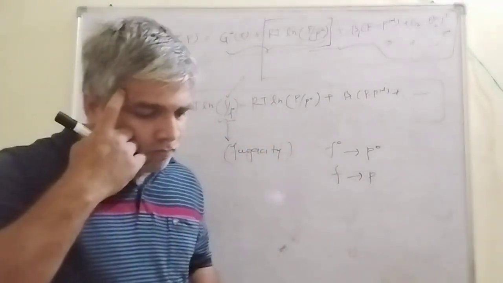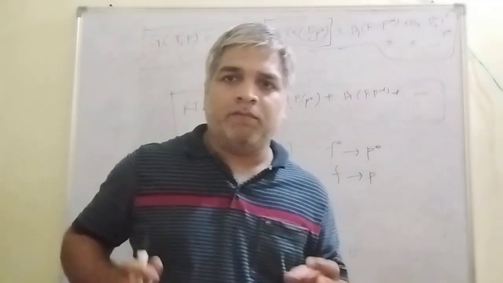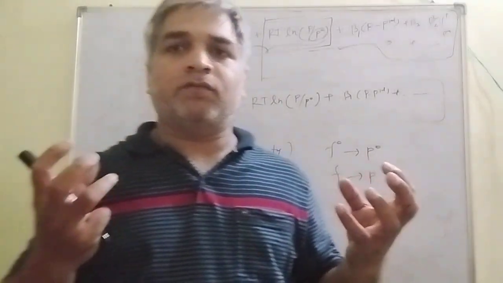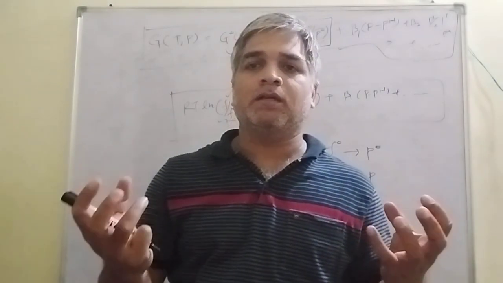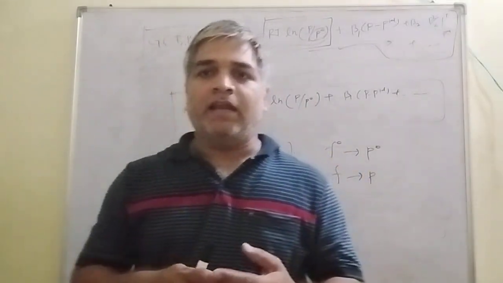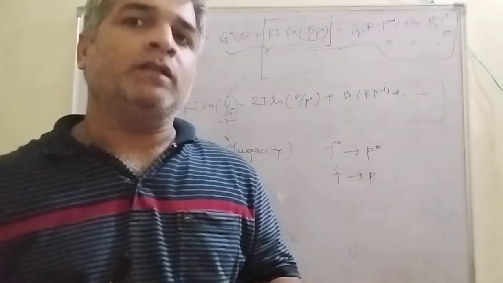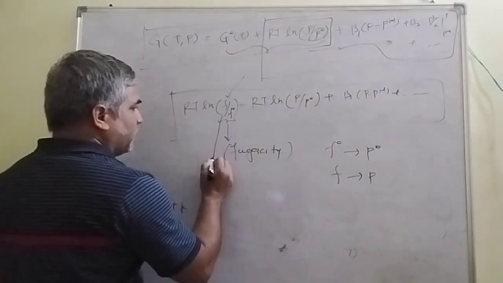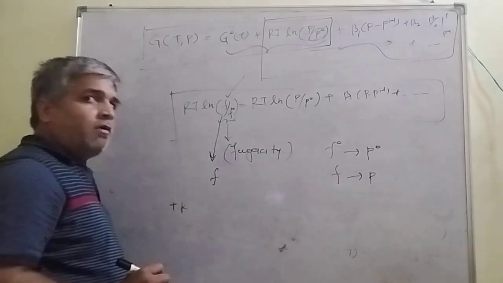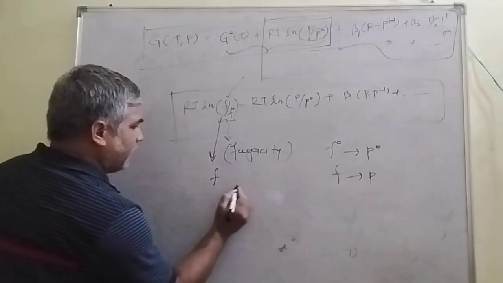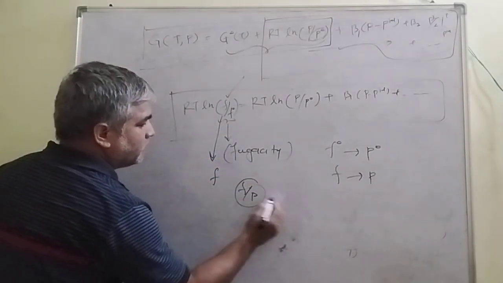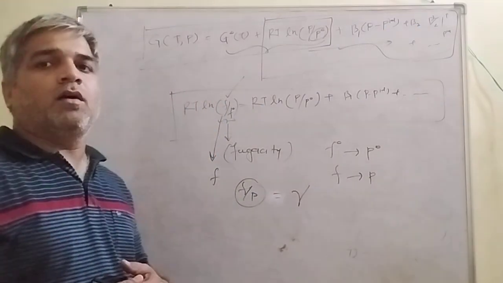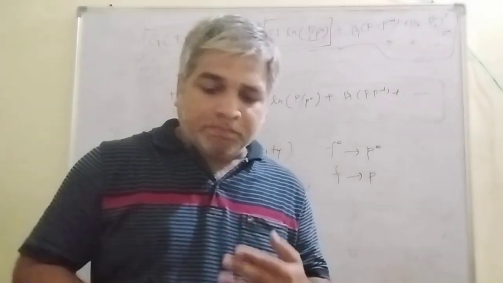So for a given gas at real conditions, how much it deviates from its ideality is known as the fugacity coefficient. And how to estimate that fugacity coefficient, I am going to derive here. Till now I have derived only what fugacity F is. Now I am going to derive F by P, the fugacity coefficient, which can be denoted as gamma, or some books use phi.